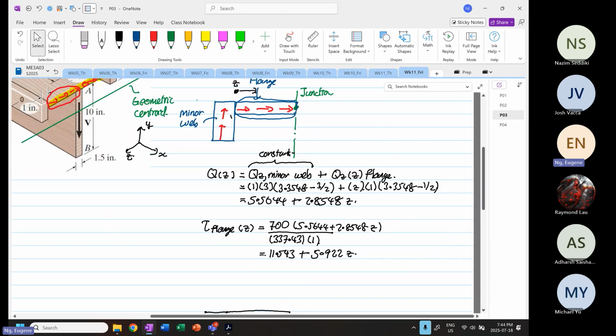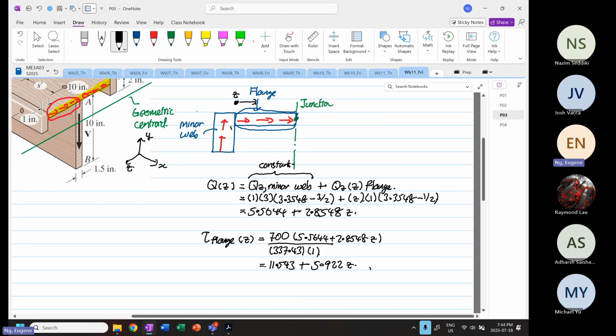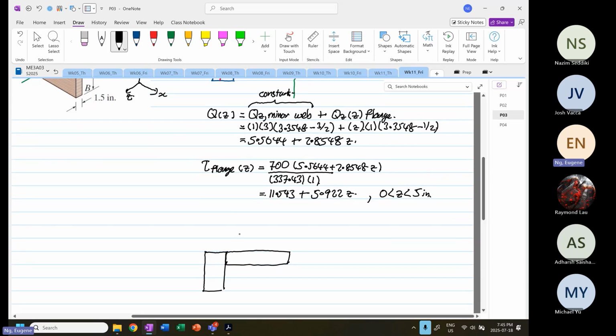The limit over here is where Z is 0, Z to 5 inches. Okay, you don't go beyond 5 inches. So if you were to sketch this out, this is our Z, this is our shear stress. So we are going to start from 11.543, and then we are going to hit a gradient.